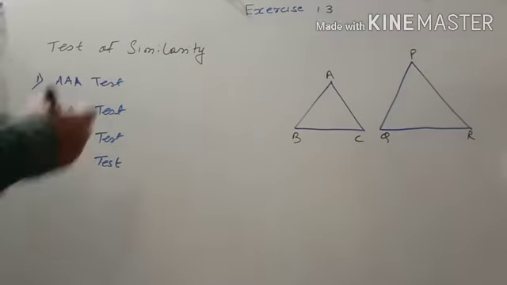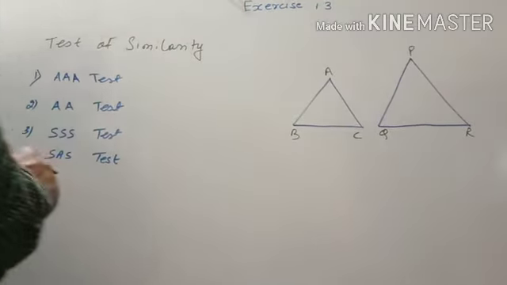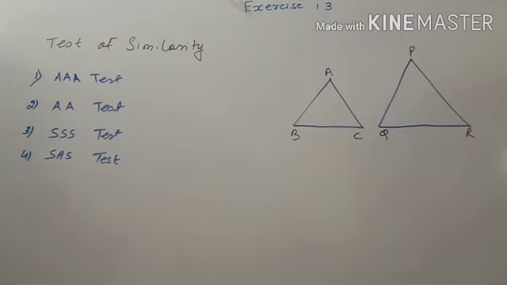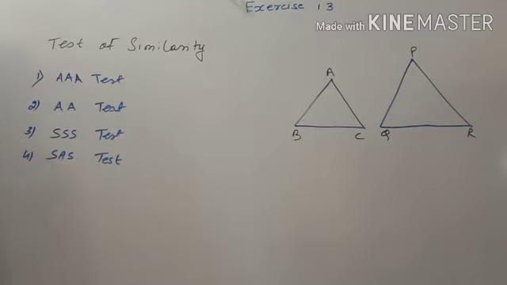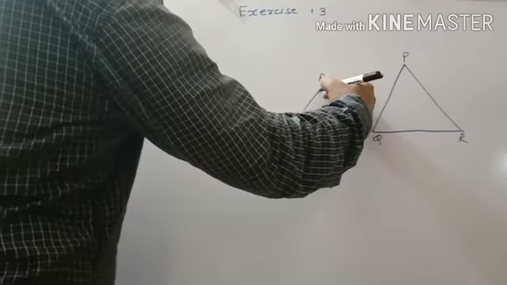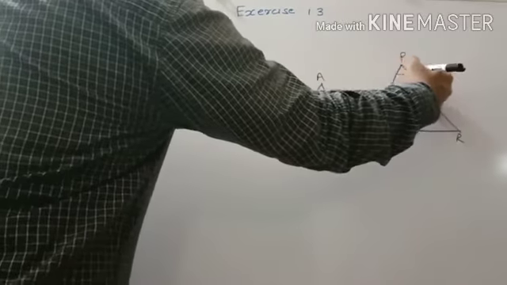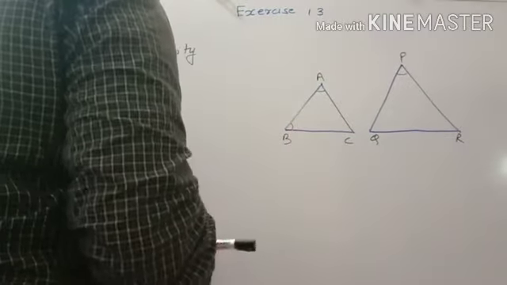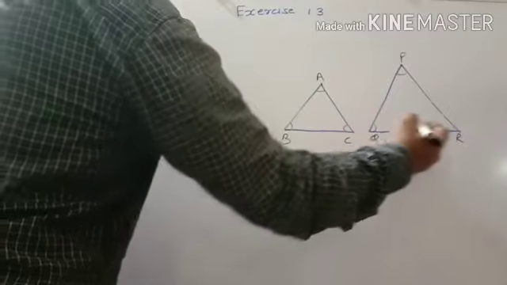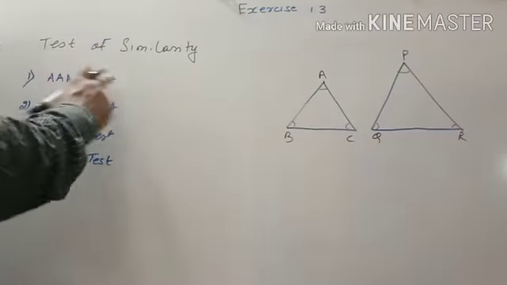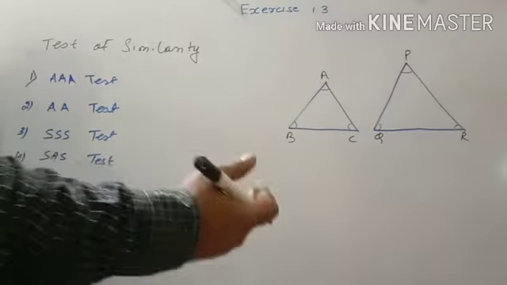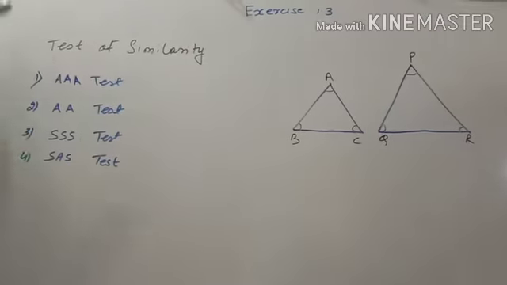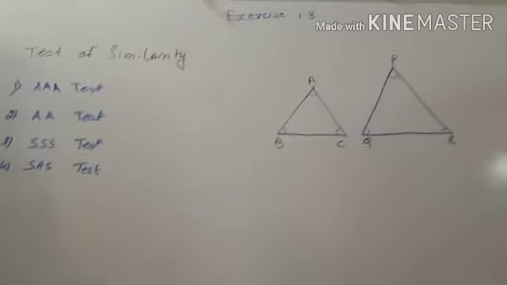Okay, student. Now we see tests of similarity. By which test are two triangles similar? Under this, first one is the AAA test. AAA test means this angle is congruent to this angle, this angle congruent to this angle, and this angle congruent to this angle. When all the three angles are congruent to the other triangle, then that triangle is similar by AAA test.